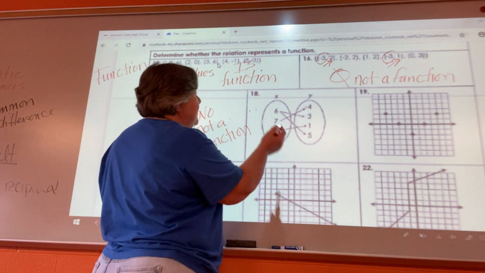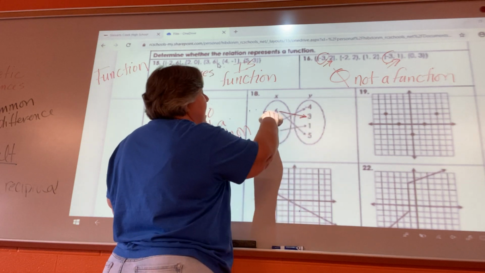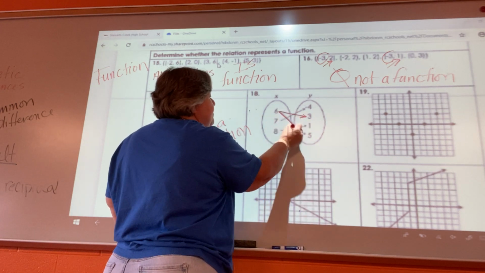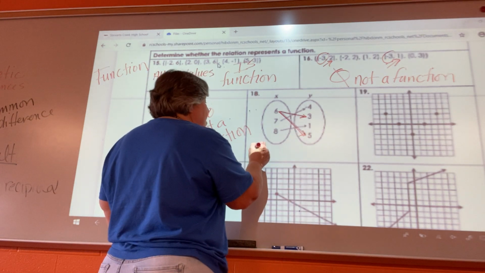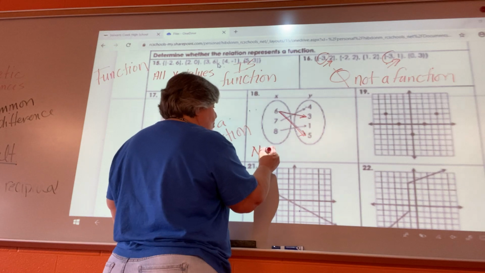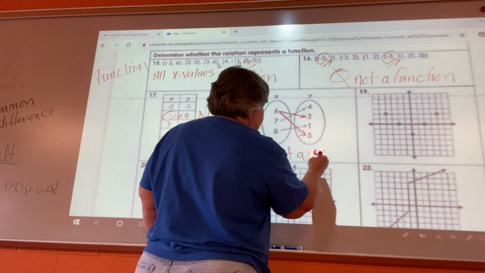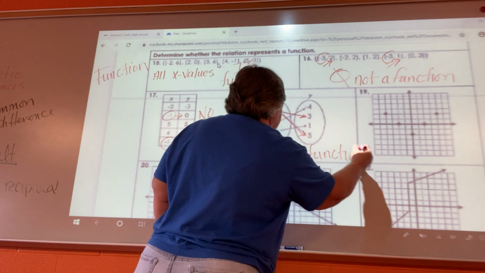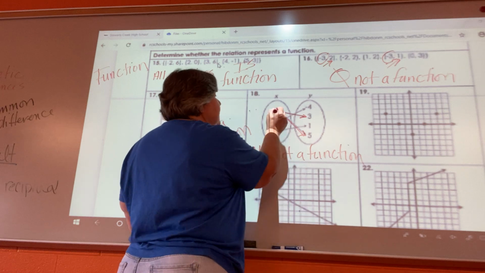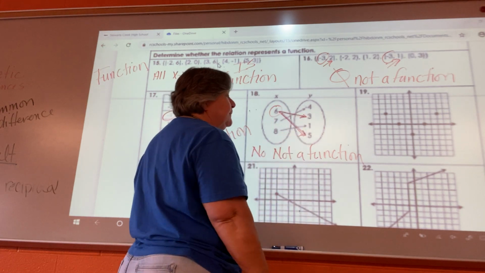Well, you tell me about this one. This one's mapping. This 6, this input has an output of 3, and this input has an output of 5. So no, it's not a function, because the input has more than one output.